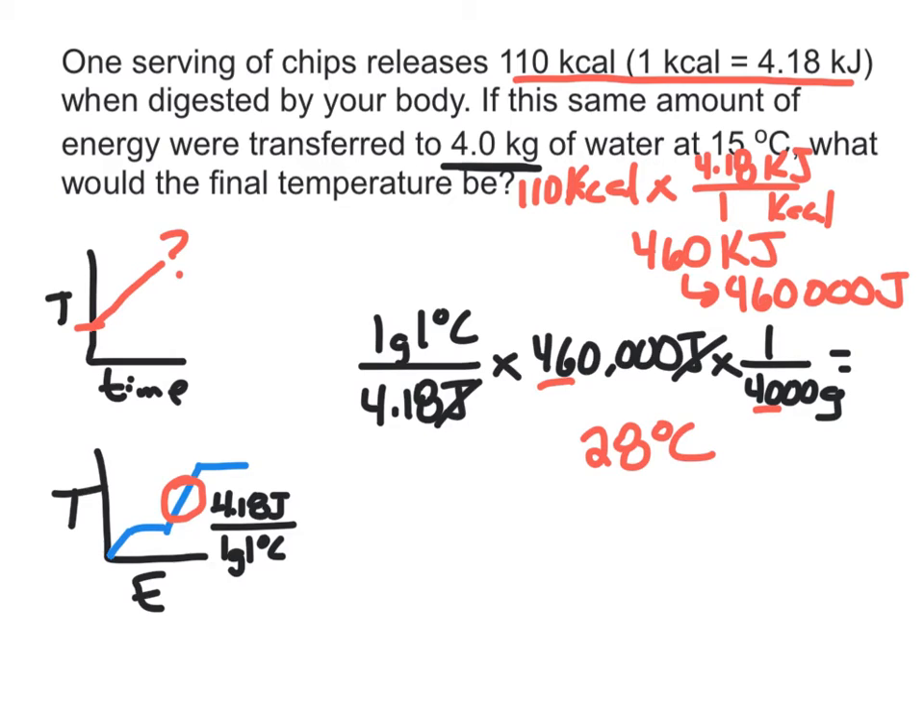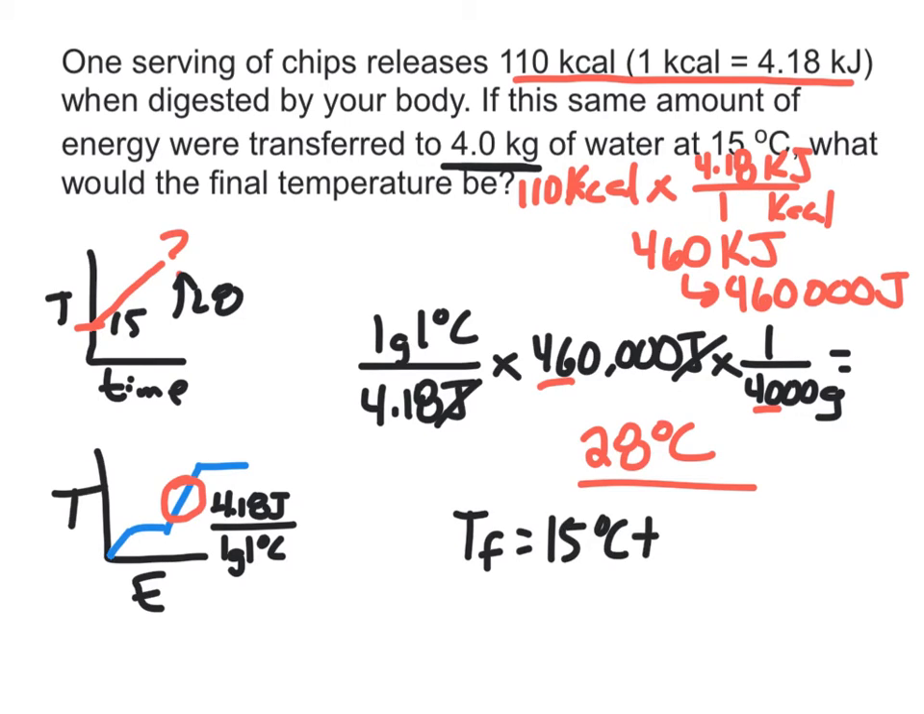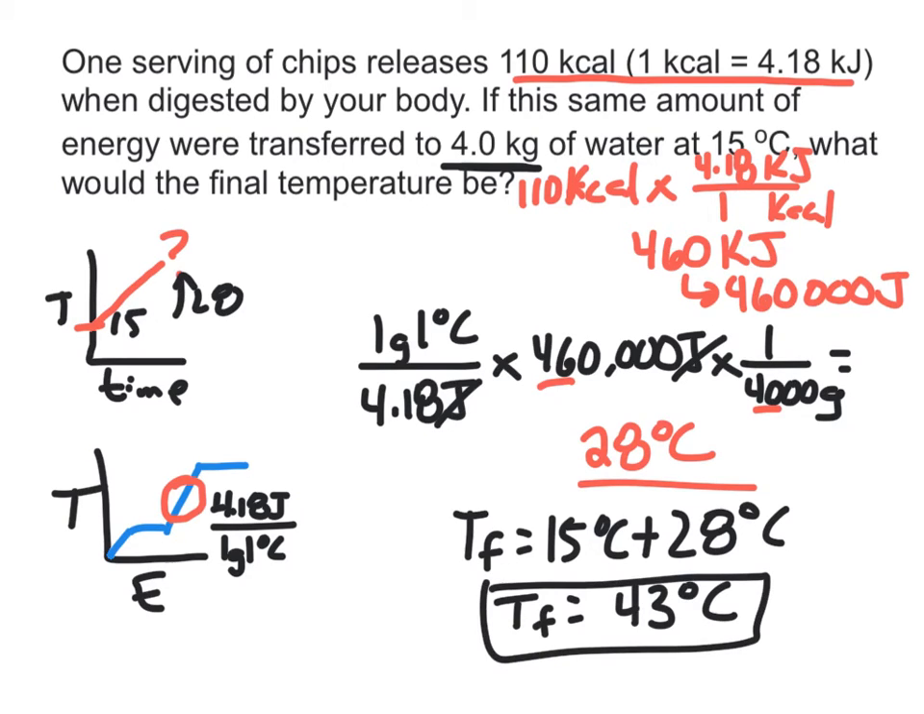Now, that's not my final temperature, though. That's my change in temperature. Remember, way back here on this side, I started at 15, and I went up another 28, so I have to add those two together. So my final temperature, T final, is 15 degrees Celsius plus 28 degrees Celsius, which would be 43 degrees Celsius. So we worked our way through that problem.